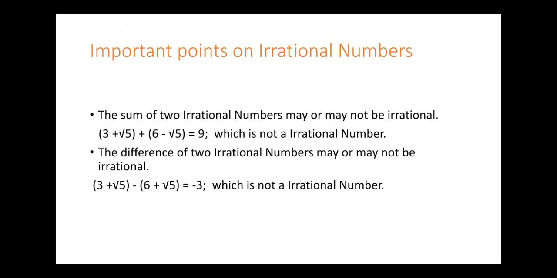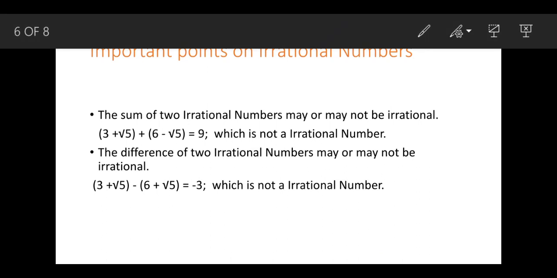So we'll take one example. Let us take 3 plus root 5, which is an irrational number. Another number, 6 minus root 5, which is an irrational number. On adding these two, this root 5 and root 5 will cancel out. We will get 3 plus 6, that is 9, which is a rational number, not an irrational number.